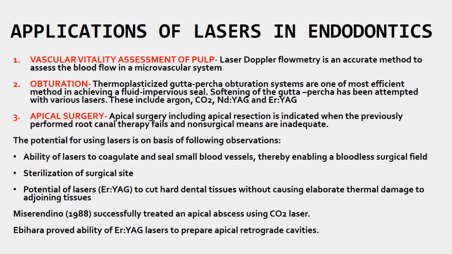Now the potential for using lasers is based on the following observations. The first is the ability of the laser to coagulate and seal the small blood vessels, and thereby it ensures a bloodless surgical field. This also causes sterilization of the surgical site, and because of that it can be used in apical surgery. Then there is the potential of lasers, particularly ErgYAG, to cut the hard dental tissues without causing elaborate thermal damage to the adjoining tissues, and because of that you can use this in apical surgery.